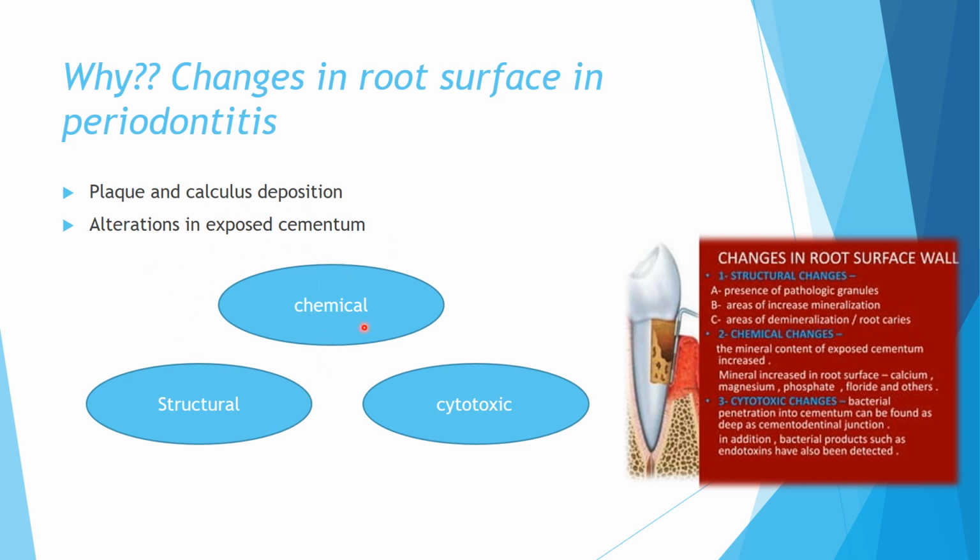There will be root surface changes: structural changes, the presence of pathologic granules, areas of increased mineralization, areas of demineralization. There are also chemical changes, that is the mineral content of exposed cementum is increased, with increased minerals in the root surfaces. Then there are cytotoxic changes, like bacterial penetration deep into the cementum, and products such as endotoxins can also be detected.